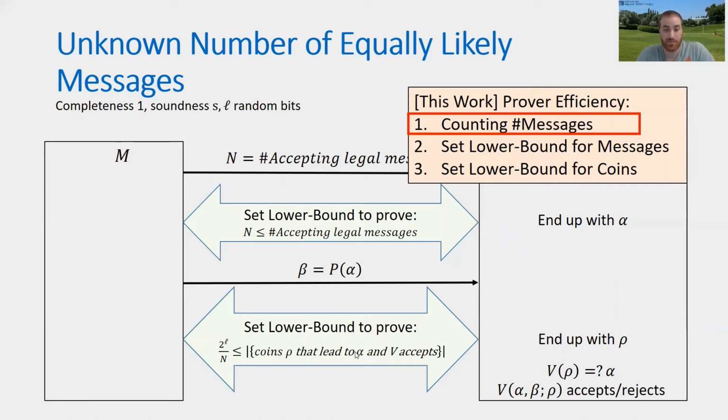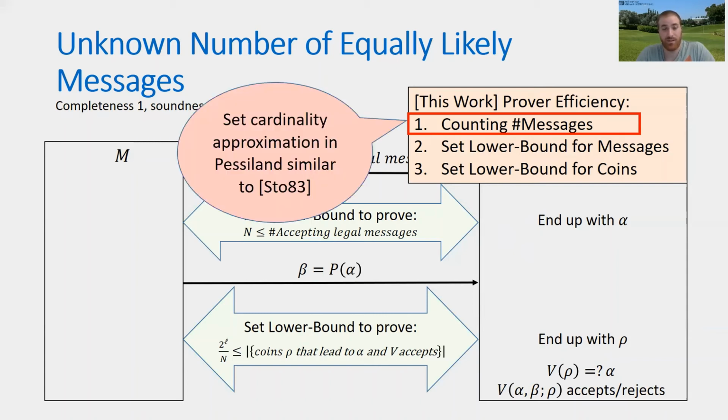So let's start with the first one. How can it know the number of messages? Well, we showed that you can approximate the size of a set. This is in Pessyland, when you can invert a similar function to the one that we needed for the set lower bound protocol. This is similar to something that Stockmeyer showed, but where he used an NP oracle, but it suffices to use an inversion oracle.